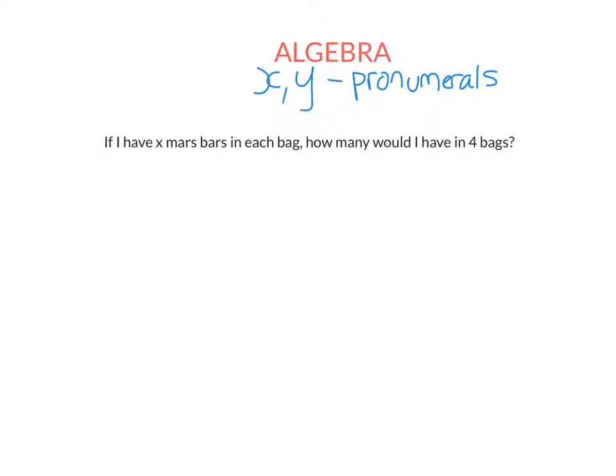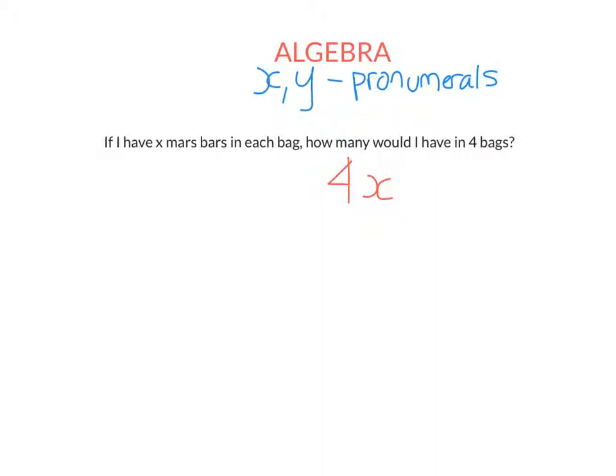If there were, say, 6 Mars bars in each bag, I would have 4 times 6, which is 24 in 4 bags. If there were 10 Mars bars in each bag, I would have 4 times 10, 40 Mars bars in total. If there were x Mars bars in each bag, I would have 4 times x. And remember, we usually don't write the times. There would be 4x Mars bars in 4 bags. What that means is the total number of Mars bars I would have is 4 times the number of Mars bars in each bag. Now, this is not an equation.